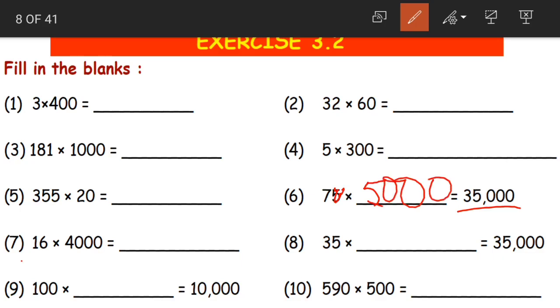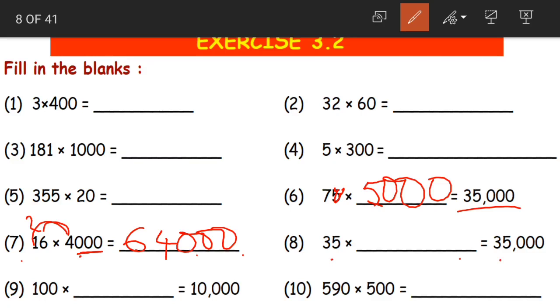35,000. Okay. Next, 16 into 4,000 is equal to dash. First we are having 3 zeros. Let me write that. 4 6s are 24. 2 carried. 4 1s are 4 plus 2, 6. 64,000 becomes our answer here.